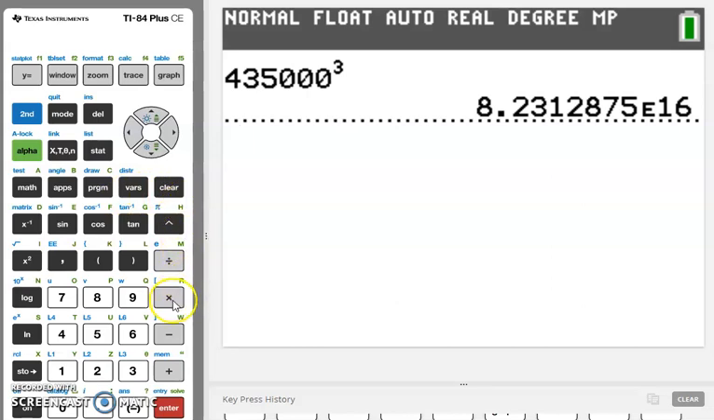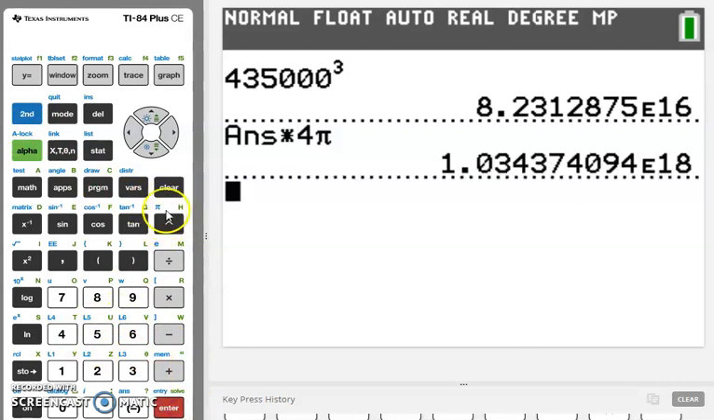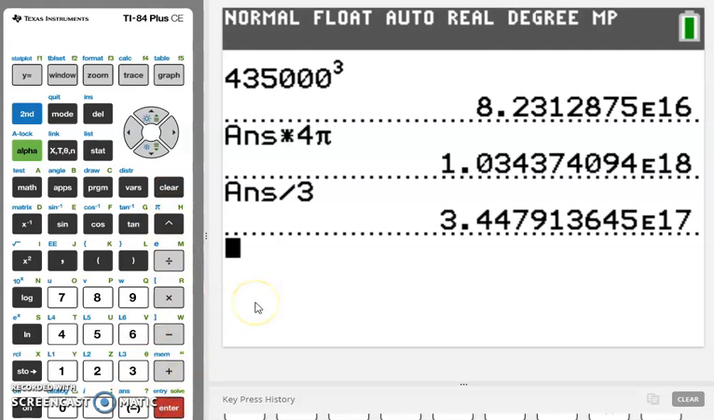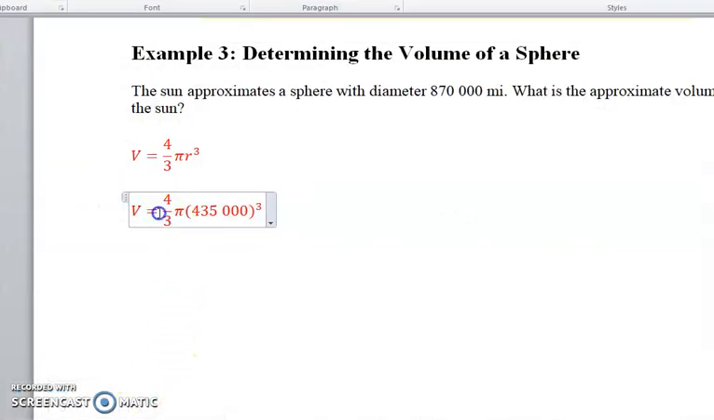And remember, this was 4/3 pi r cubed, so I've cubed the radius. Now we're going to multiply by 4 pi, and then divide by 3. So 4/3, right? And you end up with an answer of 3.4479 times 10 to the power of 17. I wanted to show that to you before I wrote it in on my calculations. So I'm just going to write down volume now. You've seen me do it on the calculator.